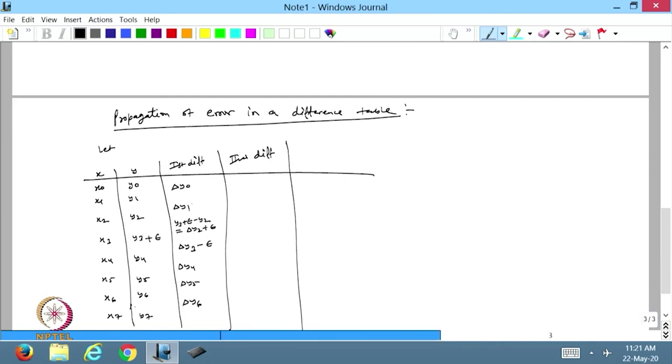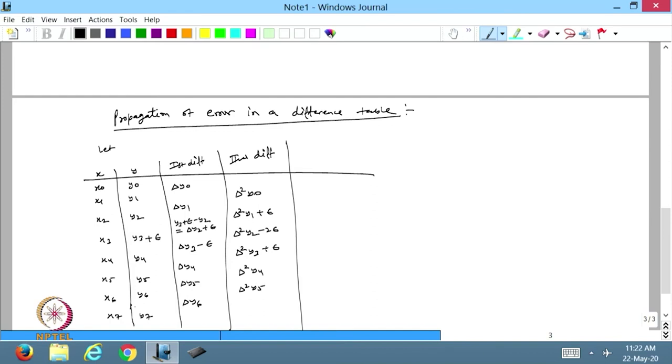So, in the second difference, if you see, this minus this will be del square y naught. So, this minus this will be del square y 1 plus epsilon, this minus this. This minus this will be del square y 2, this minus this. So, it will be minus 2 epsilon and then it will be del square y 3 plus epsilon. From here del square y 4 and this will be del square y 5.